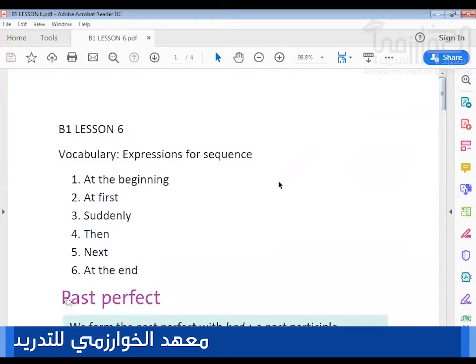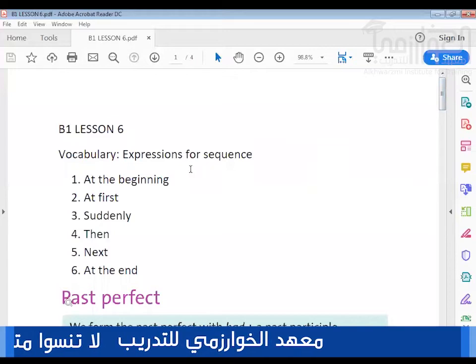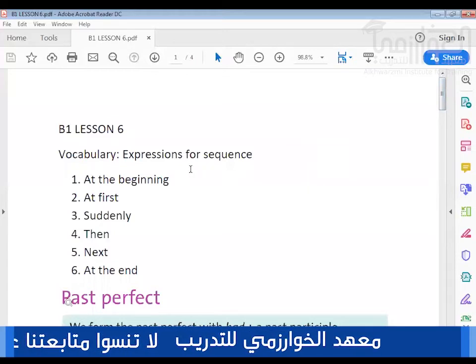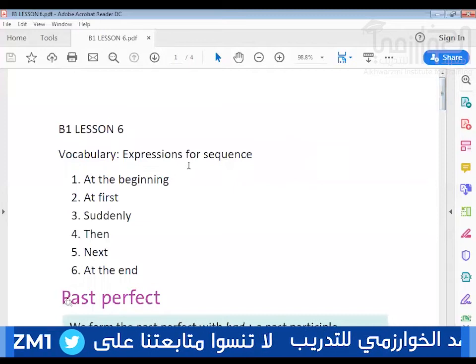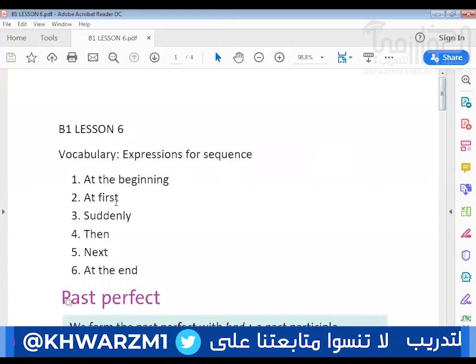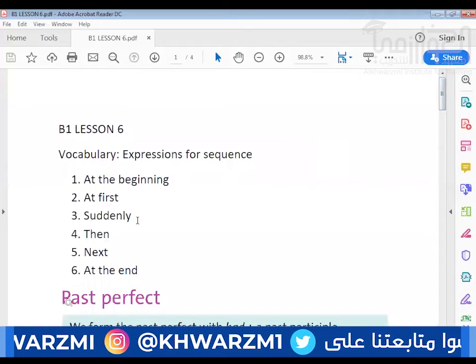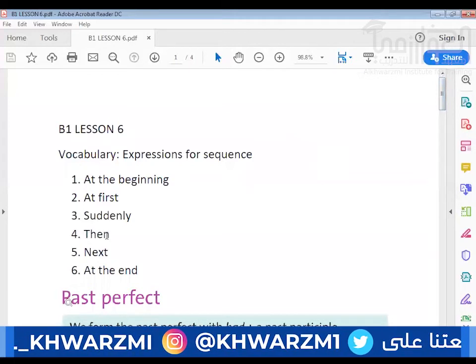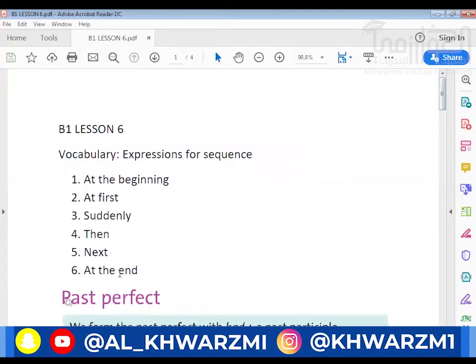So let's get started. Now, vocabulary, expressions for sequence. That is how things happen in the story. At the beginning, what happened. After that, next. Good. Let's look at the examples here. We have one at the beginning, then at first. So we can use at the beginning or at first. And then suddenly, then, and then next, and then at the end. So at the end of a story.